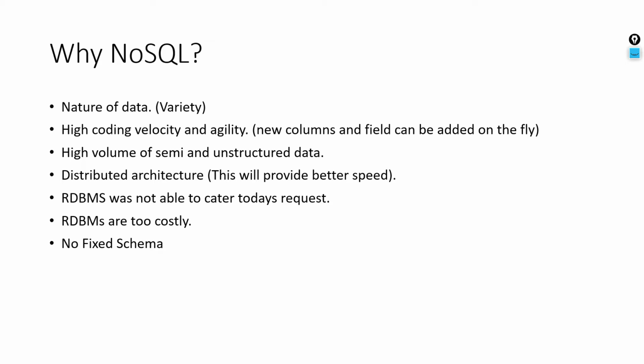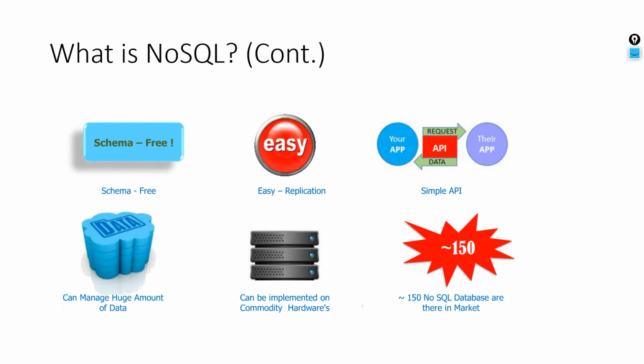These NoSQL databases are distributed in architecture, which provides better speed, and they are not as costly as compared to RDBMS. And one of the most important features is they do not have a fixed schema. If you don't understand what this means, just park your question. We will see that shortly in this video itself. These are some of the advantages. You can just Google and you'll come across that these are open source and can be easily replicated, and there are currently over 150 NoSQL databases in the market. I'm sure if I just Google now, there should be more than 200 as well.